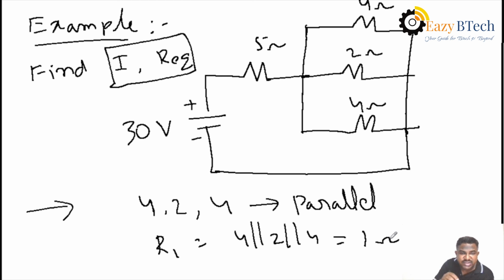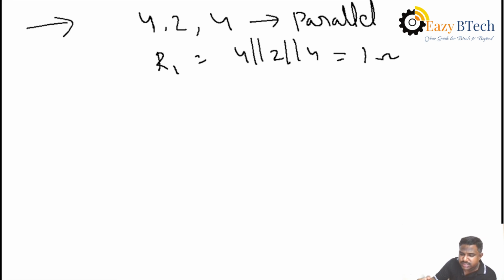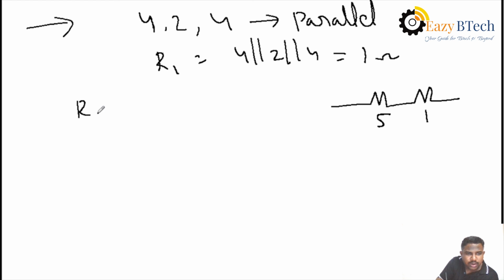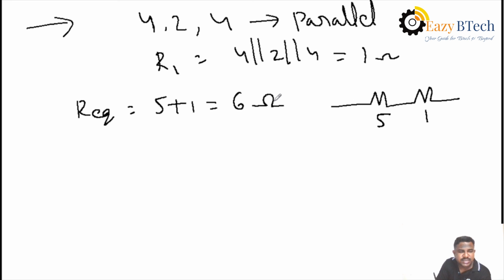Then after simplifying those three elements, what should the equivalent circuit be? The circuit will change like this. That total value will be changed to 1 ohm, in series with the 5 ohm. Okay? The 5 ohm and 1 ohm are connected in series. Therefore, the total resistance in the circuit, for a series connection, is the sum of all elements, that is 5 ohms plus 1 ohm. Then the equivalent resistance will be 6 ohms.